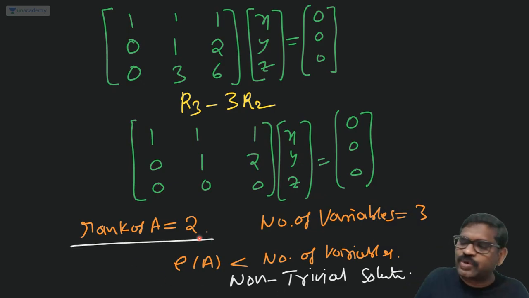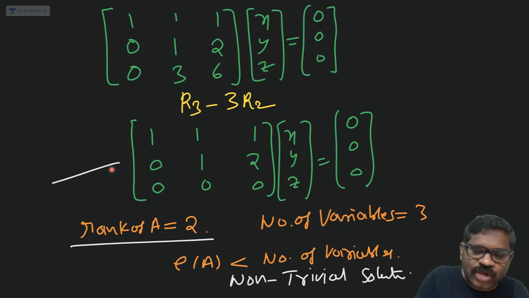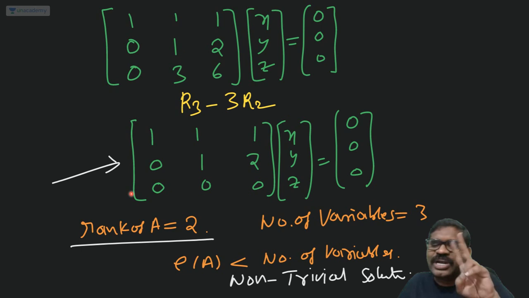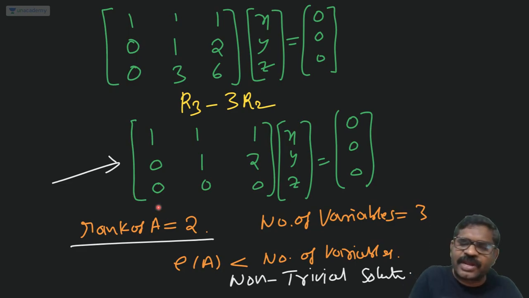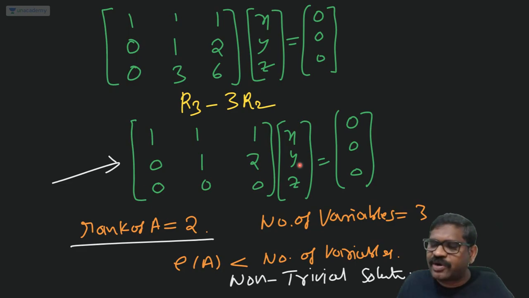rank is 2 because the number of non-zero rows is 2. These two non-zero rows give two independent equations. What are the equations? You write. The number of non-zero rows in echelon form is called the rank. That's why the rank is 2. Okay.